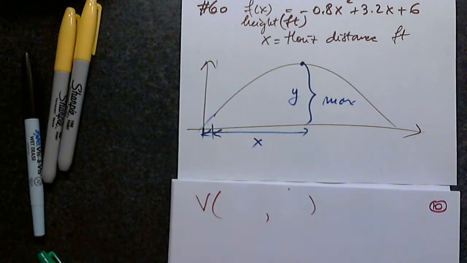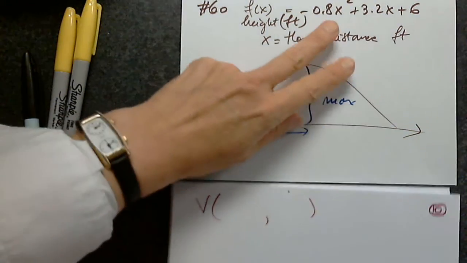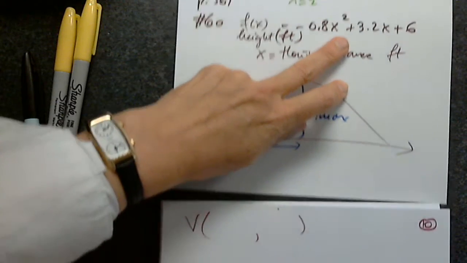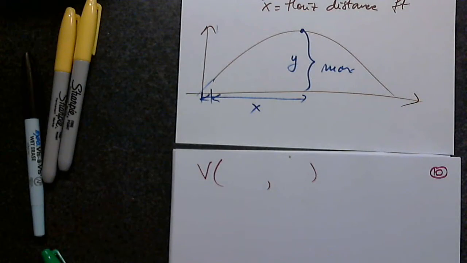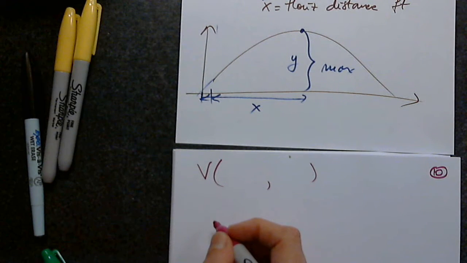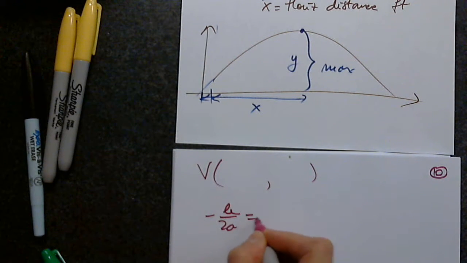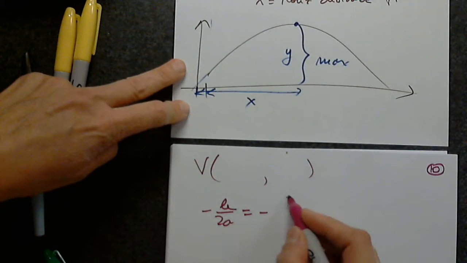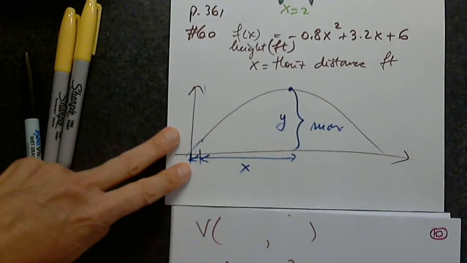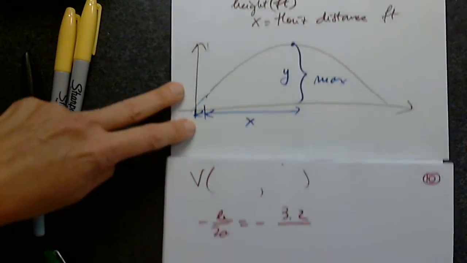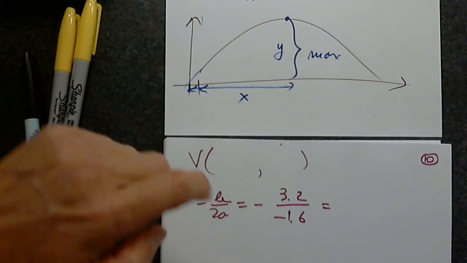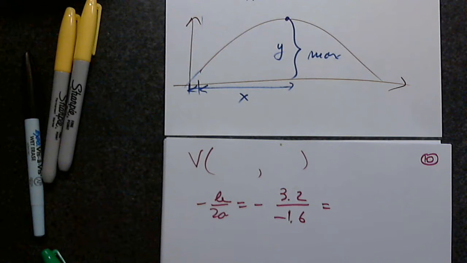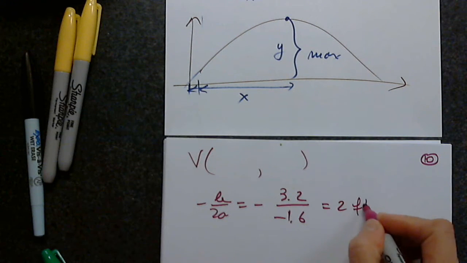Good. So let's find the vertex. This is not the vertex form. So what do I have to calculate? Negative b over 2a. How much is b? How much is 2 times a? Negative 1.6. This is a distance. It better not be negative, right? How many negatives do we see in this ratio? 2. So the answer would be 2 feet.